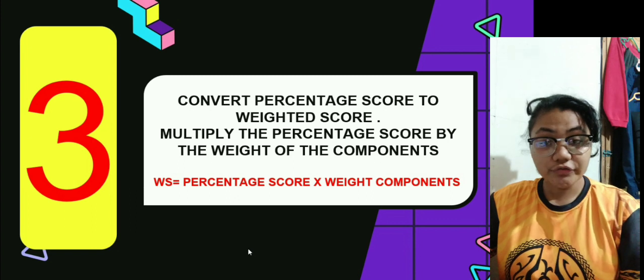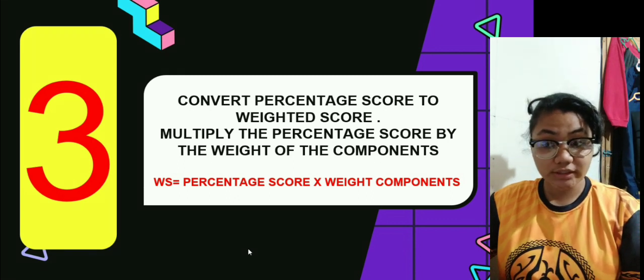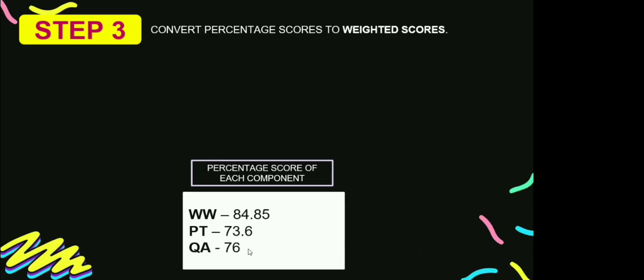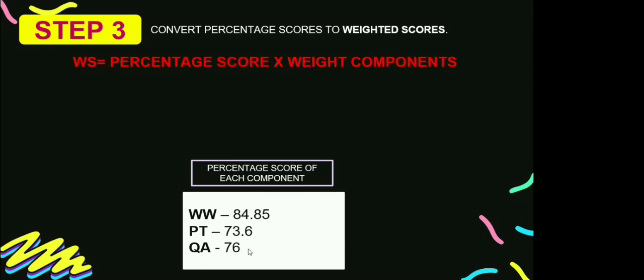Step 3. Convert percentage score to the weighted score. Multiply the percentage score by the weight of the components. Since we are now done getting the percentage score of each component, in this step, we are going to convert the percentage scores to weighted scores using the formula for weighted score. So weighted score is equal to percentage score times weighted component.